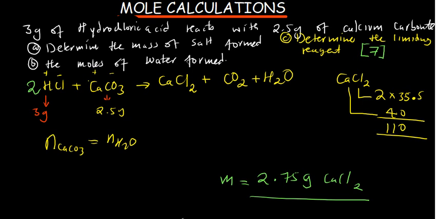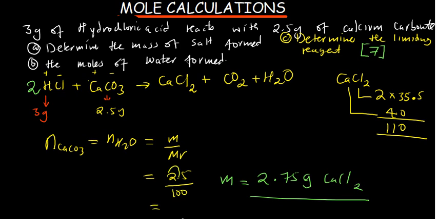And how do we find the number of moles of calcium carbonate? It's mass over molar mass. In this case, the mass of calcium carbonate is 2.5. Molar mass for calcium carbonate is 100. So what will it be? Decimal point is going to move twice.